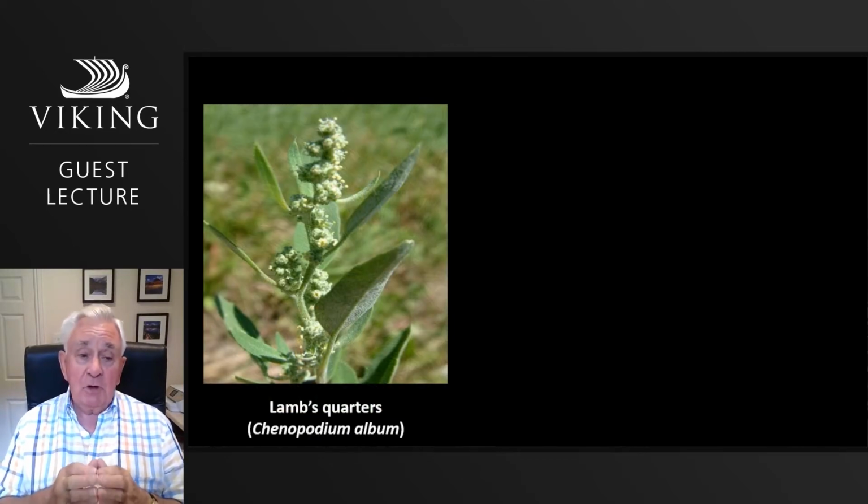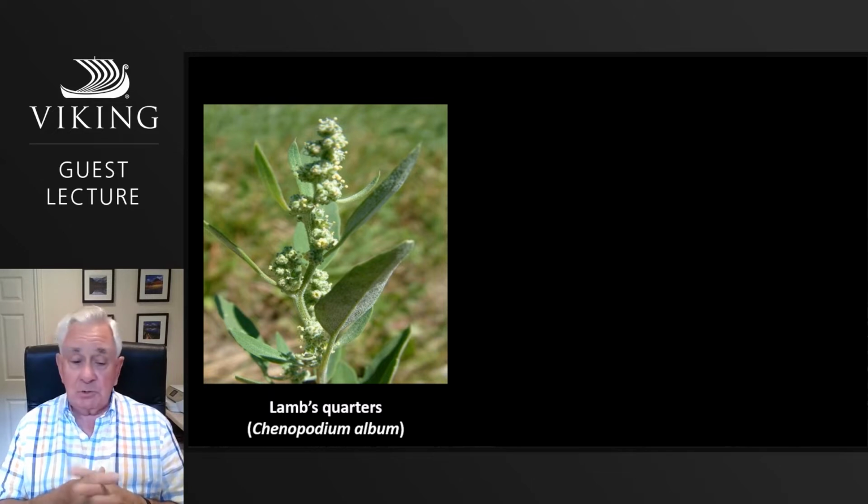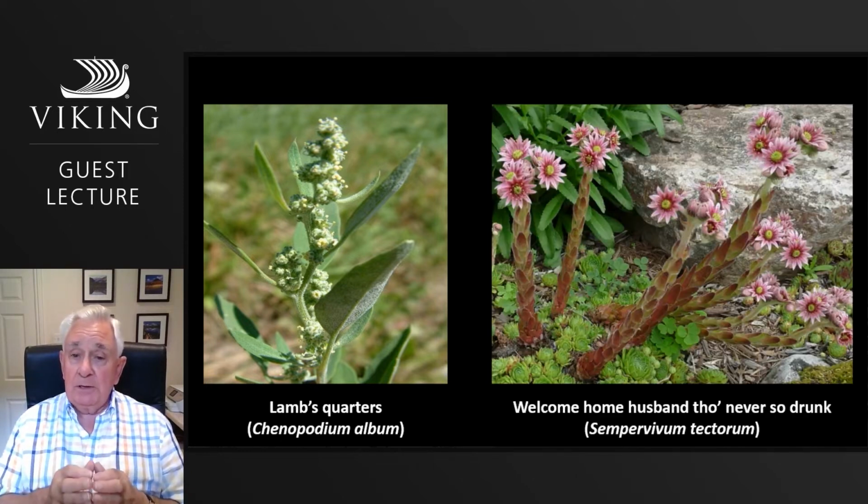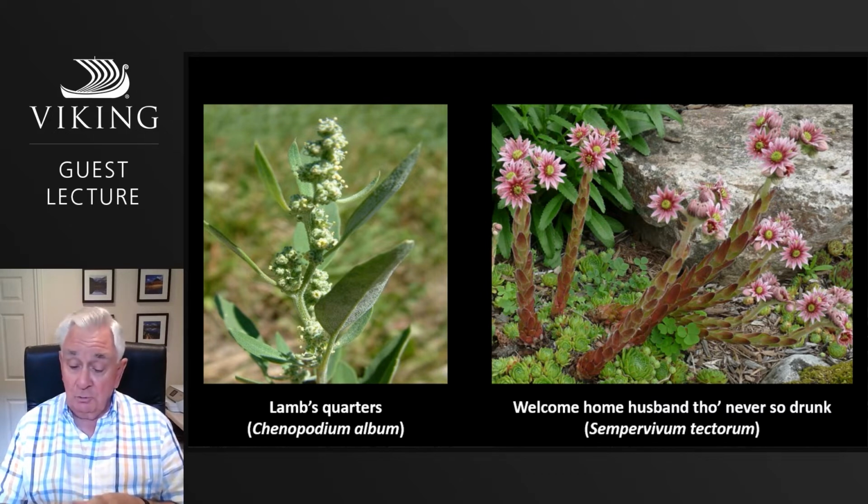And we also have common names which can be confusing at times. That plant there, lamb's quarters, we now know as Chenopodium album, gets its common name because it flowers around the time of the Lammas quarter in Britain, which is harvest time. But other names, we wonder where they come from. There's one, the house leek or Sempervivum, welcome home husband though never so drunk. Why it gets that name, I do not know.